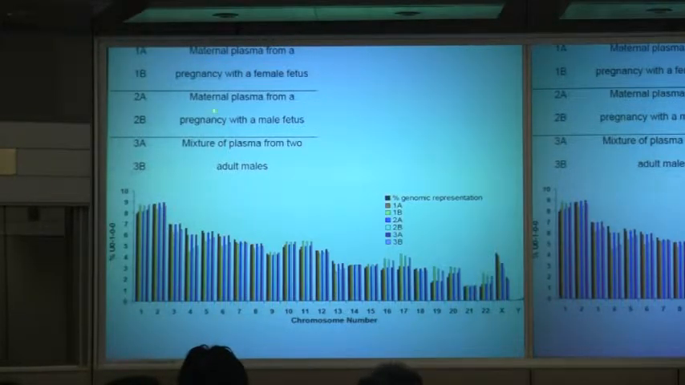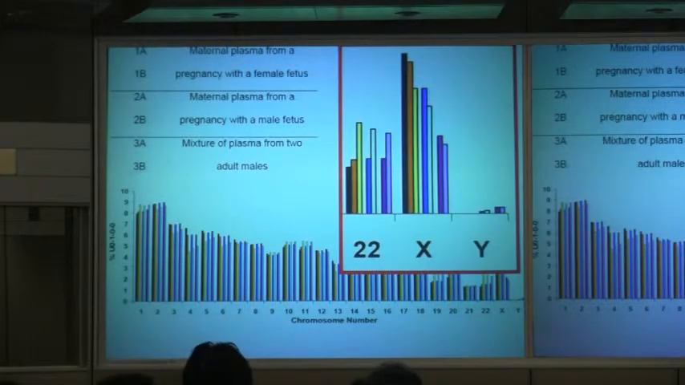And then an interesting bit is that we tested this on a mother carrying a female baby, another one carrying a male baby, and some adult male plasma, like from myself. The most interesting thing is, if you are a man, I can see your Y chromosome in your plasma. But if you're a woman carrying a baby boy, I can also sequence the Y chromosome from the plasma. If it's a woman carrying a baby girl, I see nothing.